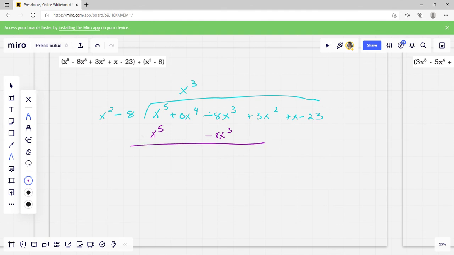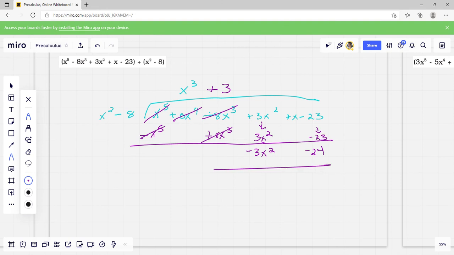Okay, now I change my signs. These are going to cancel, and then those also cancel. I can't multiply anything to get 0x to the 4th, so I don't need that. So x squared to 3x squared, I'm going to need 3. 3 times 8 is 24, and that will be negative 24. 3 times x squared is negative 3x squared. So I've brought these down, and then I've got my negative 23.